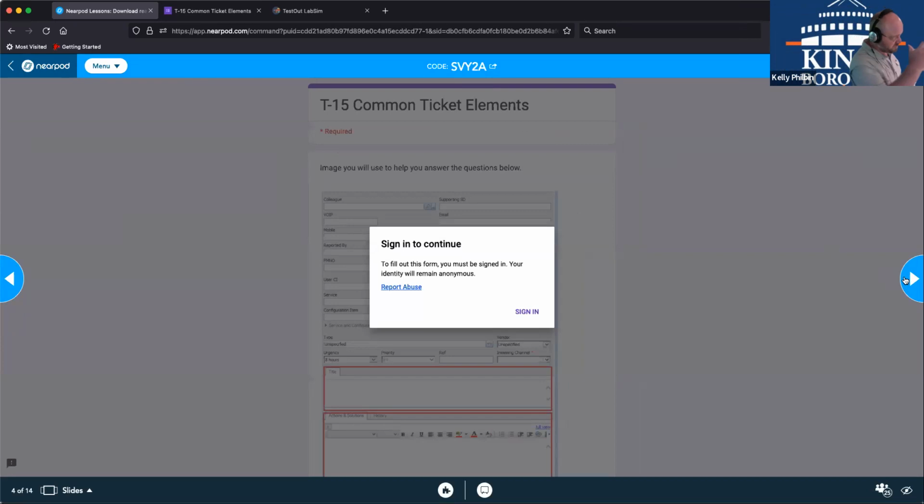But it just kind of gives you a brief breakdown of a ticket, where things go, what a ticketing system may look like. Some of you may have experience with ticketing systems. You've worked in a help desk environment already.